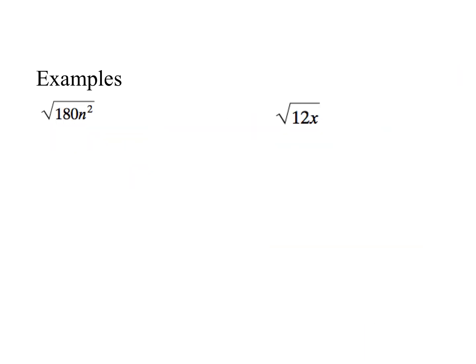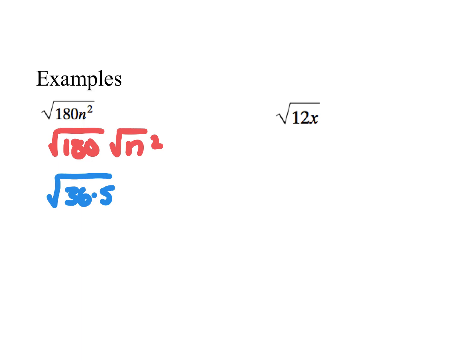So for the next example, I'm going to do the same thing. So I separate my radical. So I have radical 180 times radical n squared. Then I find the biggest perfect square that divides into 180, which is 36. So it becomes the square root of 36 times 5. So it's the square root of 36 times the square root of 5, and the square root of 36 is 6. So it becomes 6 root 5.